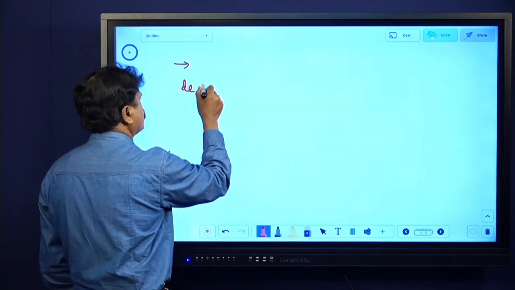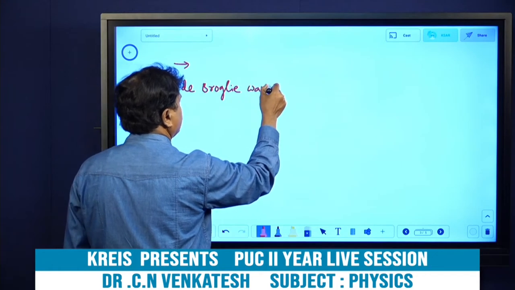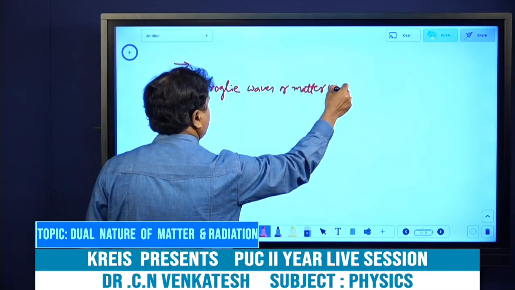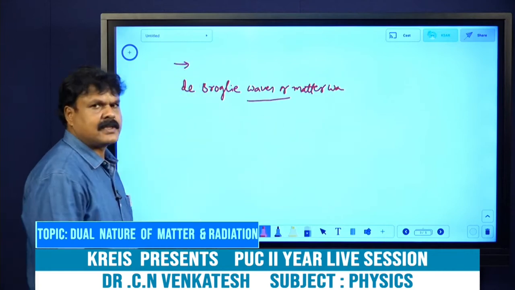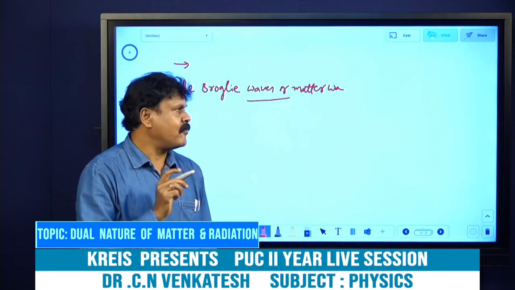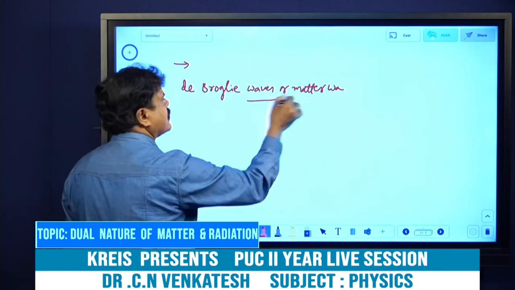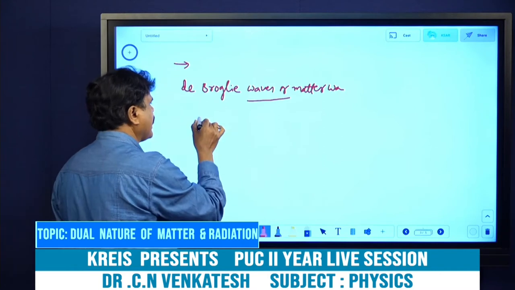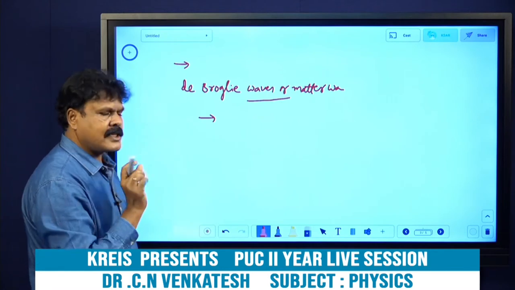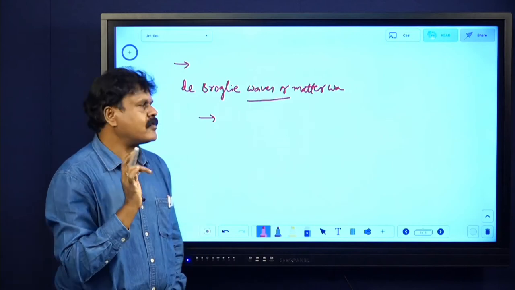De Broglie waves are matter waves. For one mark, I am telling: de Broglie waves are matter waves. What do you mean by that? Waves associated with material particles which are in motion. That is why de Broglie waves are called matter waves. If the particle is at rest, there are no waves. Only when the particle is in motion is it associated with waves.